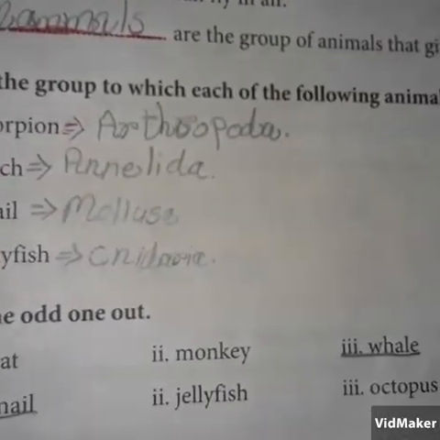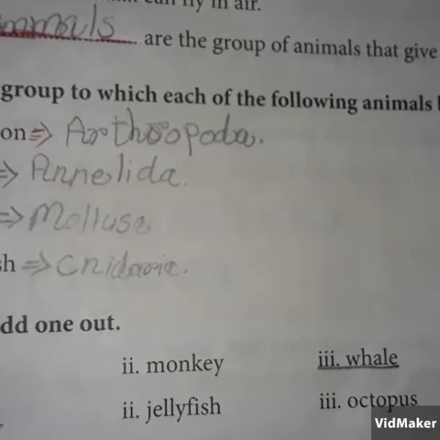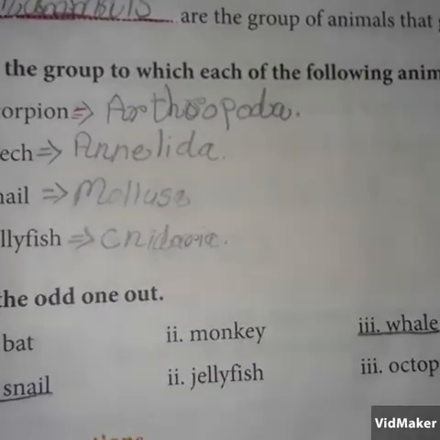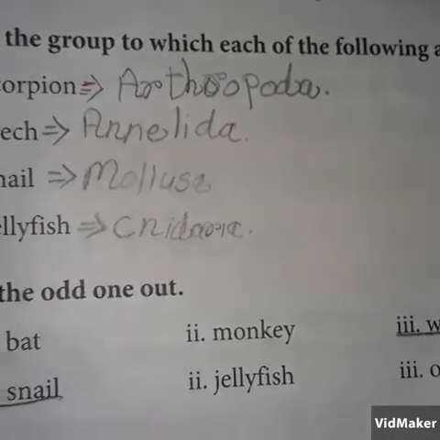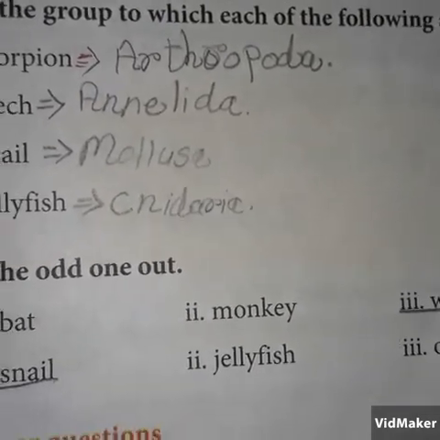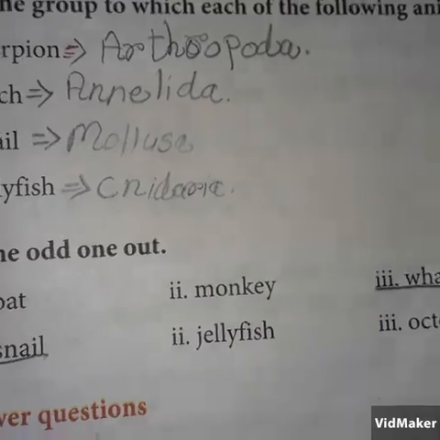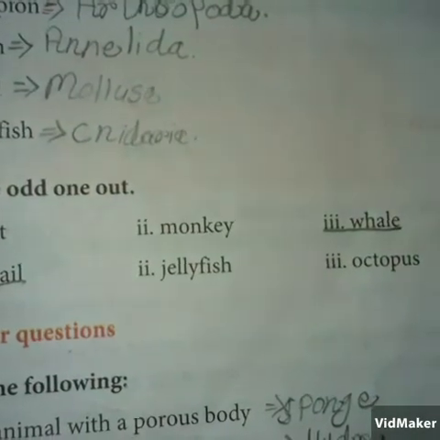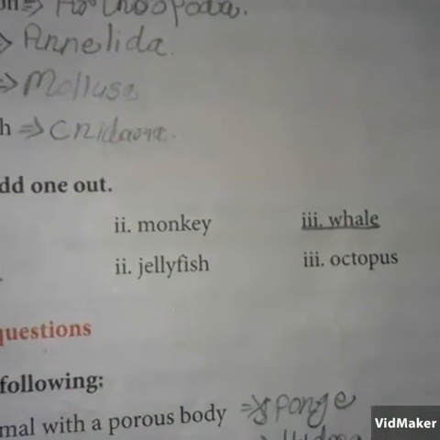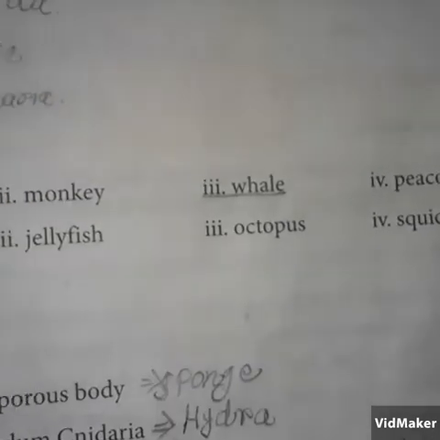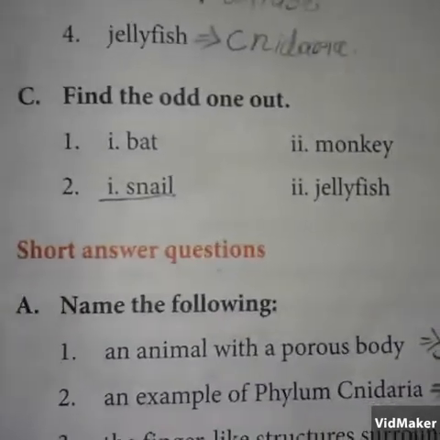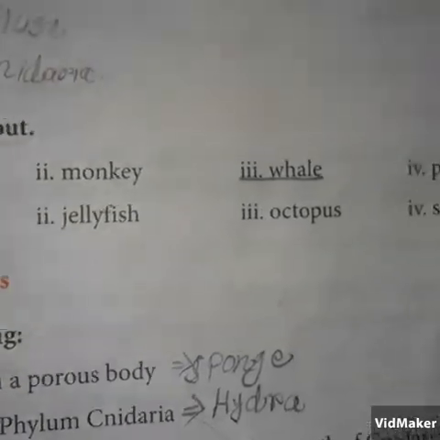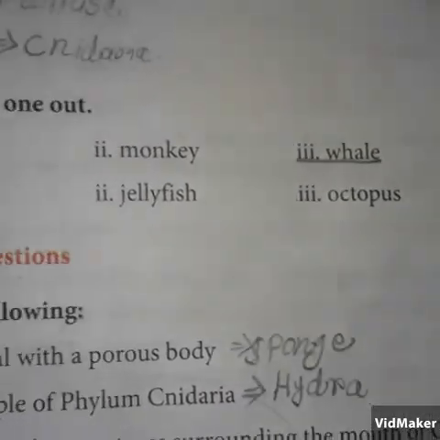Then name the group to which each of the following animals belongs. Sponges: Porifera. Arthropoda: crab. Leech: Annelida. Snail: Mollusca. Jellyfish: Cnidaria. Find the odd one out. Bat, monkey, whale, peacock. Answer: whale. Then second: snail, jellyfish, octopus, squid. Answer is snail.